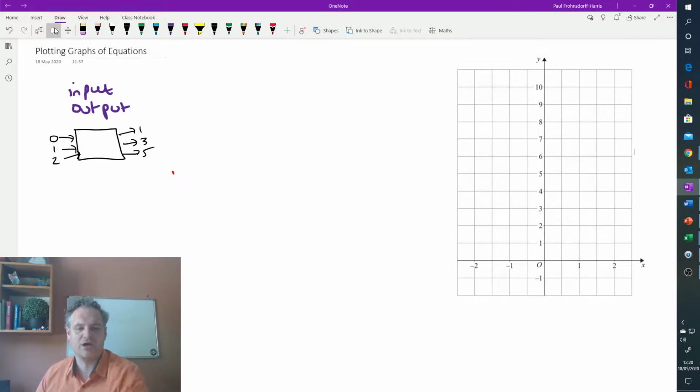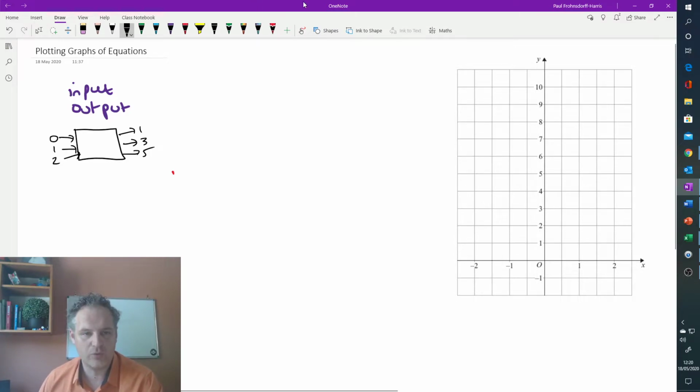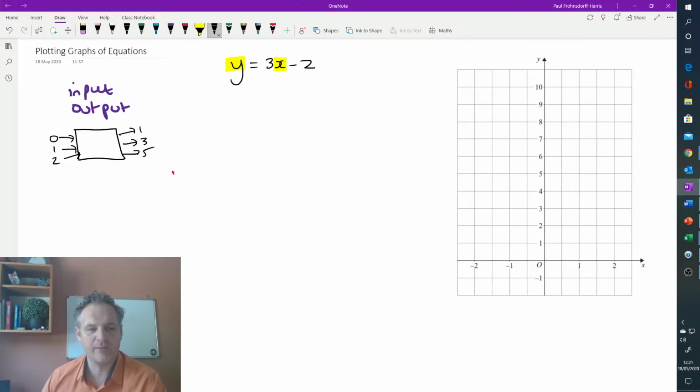And we're back to starting. So we've got an input and output, so we need a new question. Y equals 3x minus 2. So here's my steps. I know I've got an output and an input, so I'm going to do x, y, 0, 1, 2. This is called a table of values.